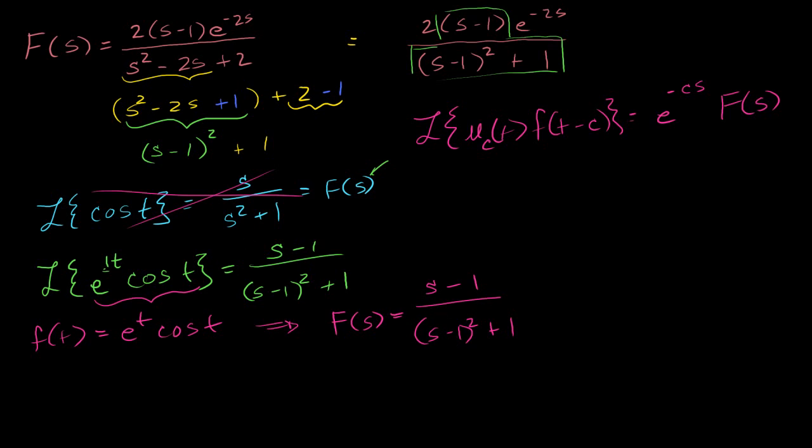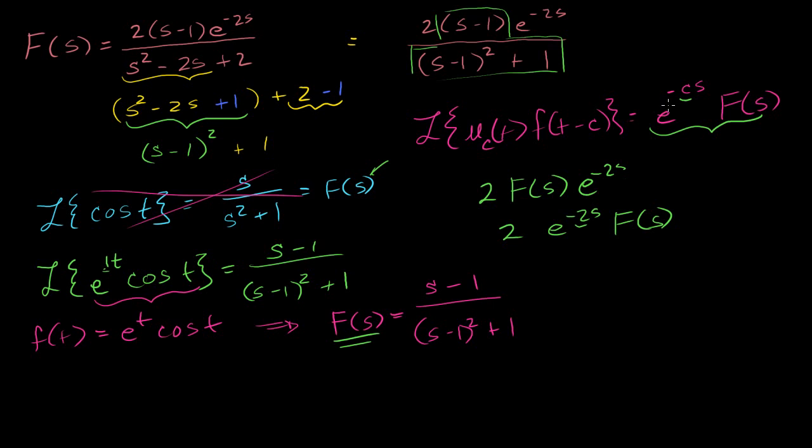Right? Now, we have a situation here. This expression, let's ignore the 2 here. The 2 is just kind of a scaling factor. This expression right here, if this is our f of s, is equal to 2 times e to the minus 2s times f of s. Well, that looks just like this if our 2 was equal to our c. Right? If our 2 was equal to our c. So what does that tell us?